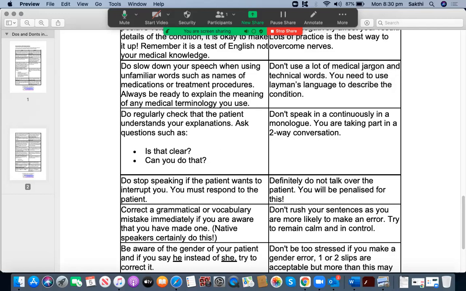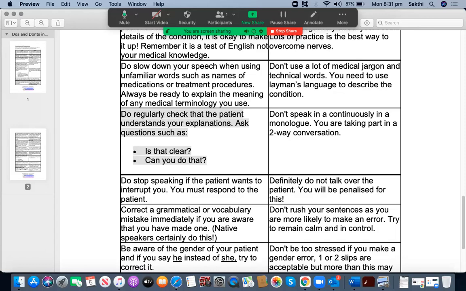Do regularly check that the patient understands your explanations. Ask questions. If you keep on speaking and the patient doesn't understand your information, it is going to be the worst situation for you and you would be unable to score well. So whenever you describe a procedure or a treatment or some complicated terms, ensure that you ask questions to make sure that the patient is following you.